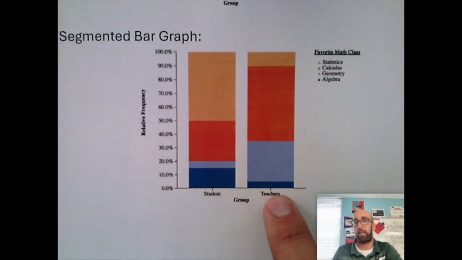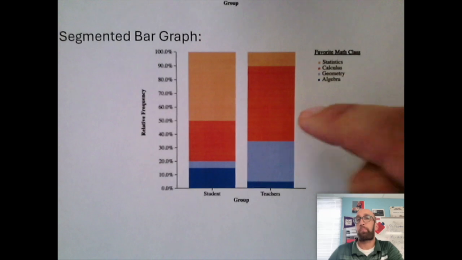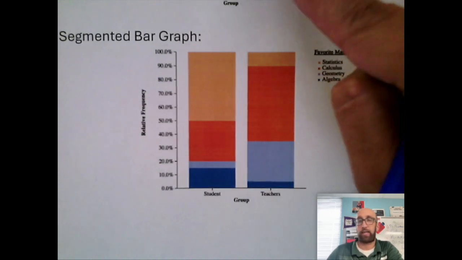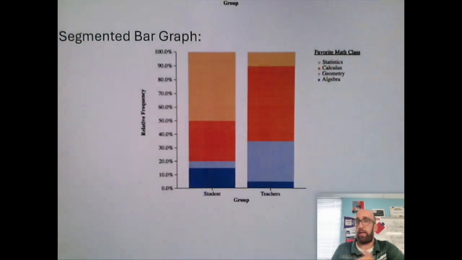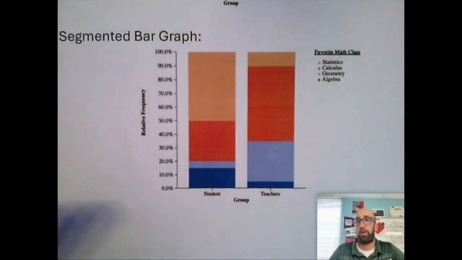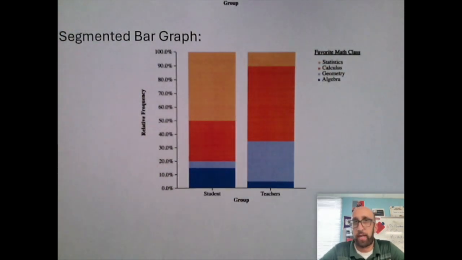We do the same thing with teachers, okay? So really, this is portraying the exact same thing as the above graph. It's just shown slightly differently. We don't really get any new information from one to the other. It's just the visual representation is a little bit different.